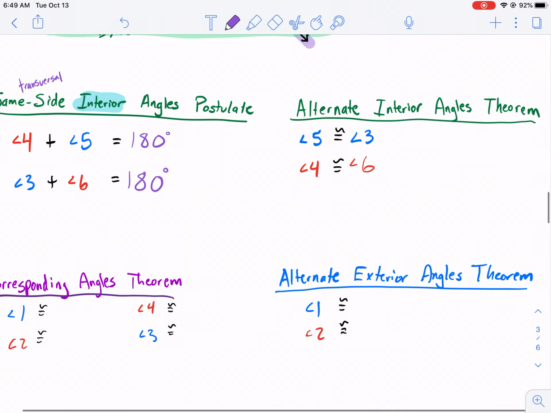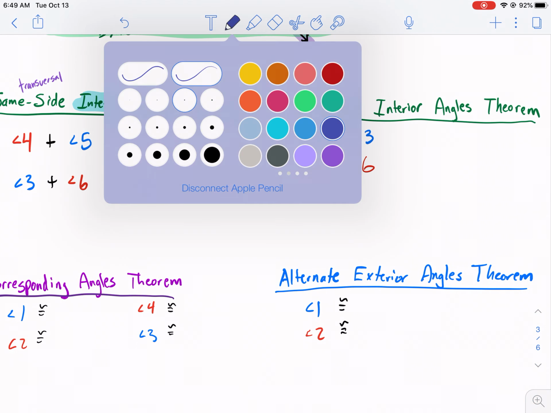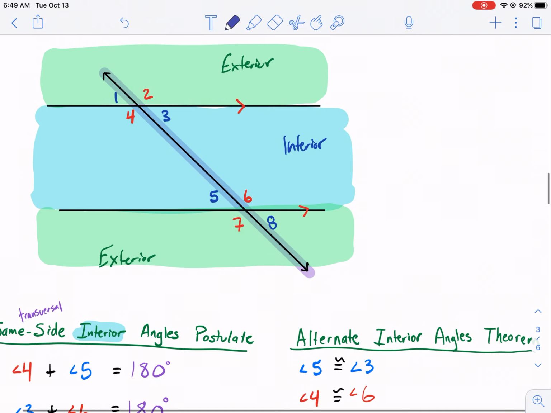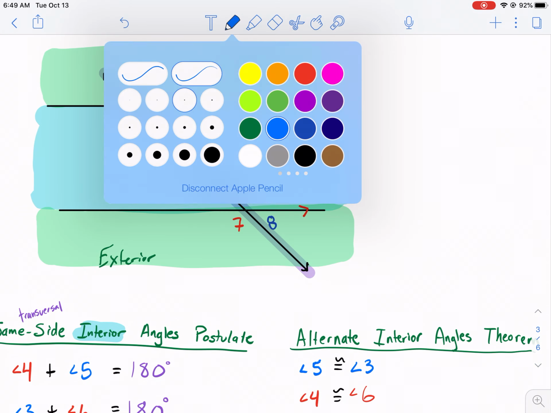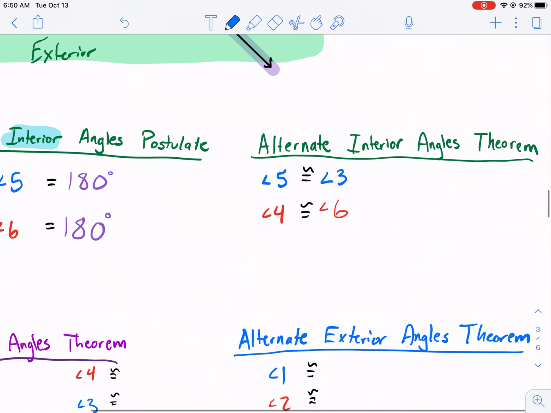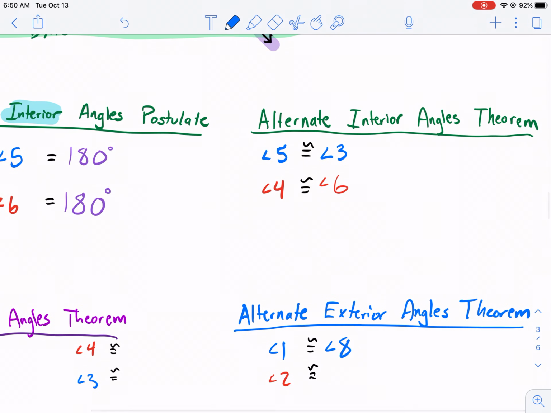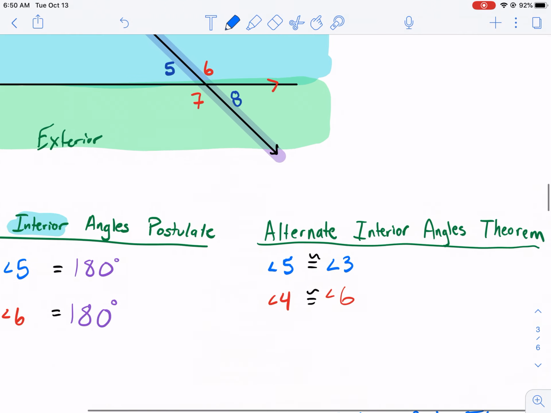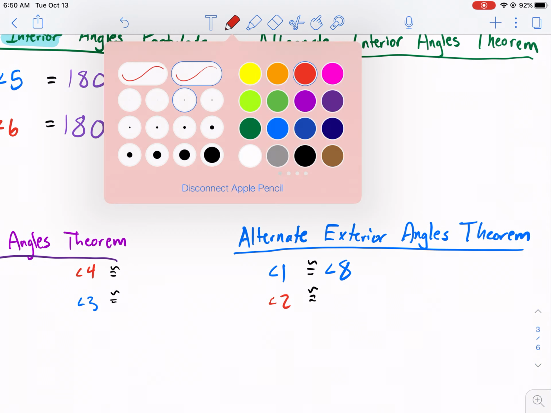Okay, so what do we know about this? Well, look at the angles, how they're obtuse and acute. 1 is going to be equal to 8. You can see it's color-coded. 1 and 8 are the same. They're congruent. And then 2 and 7, they're both obtuse. They are congruent.